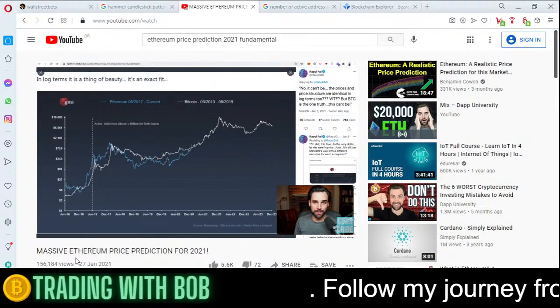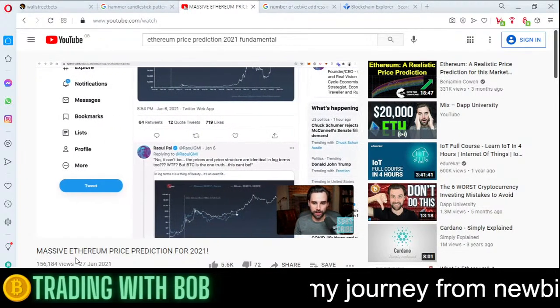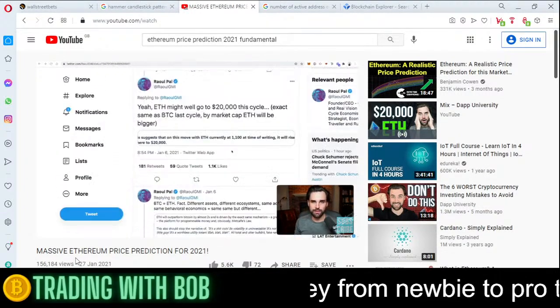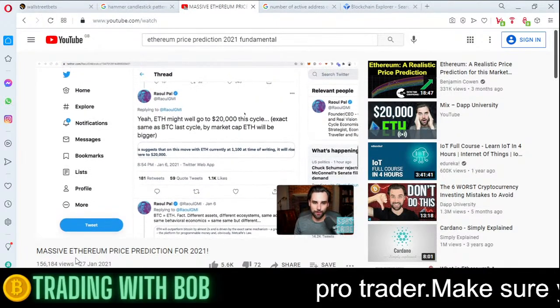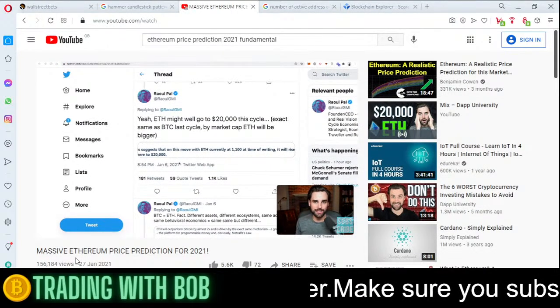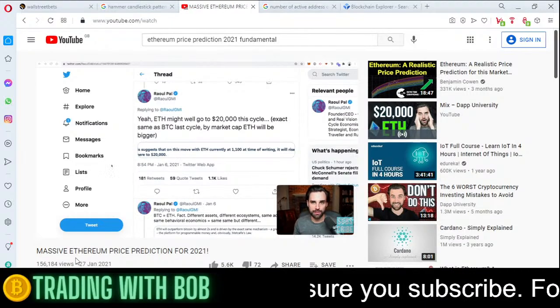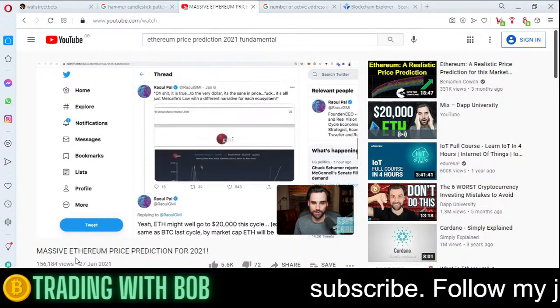So if you extrapolate that all out, assuming that these market cycles play out the way we think they're going to, then we arrive at an Ether price prediction of $20,000 this cycle. That would be the same as the Bitcoin price at the top of the last cycle, but the market cap of ETH would actually be bigger than Bitcoin's last cycle.